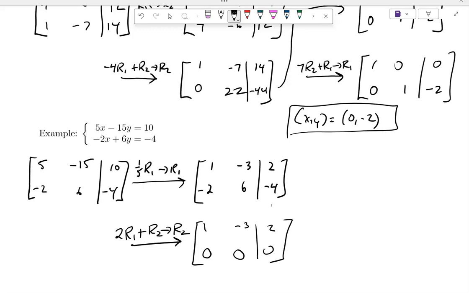So to do our infinitely many solutions again, let's take that first row. What equation does your first row correspond to? Good. X minus 3y equals 2. Let's solve that for x. Let's just add the 3y. We get x equals 3y plus 2. That tells me that my y can be anything. What does the x have to be? 3y plus 2. Good.